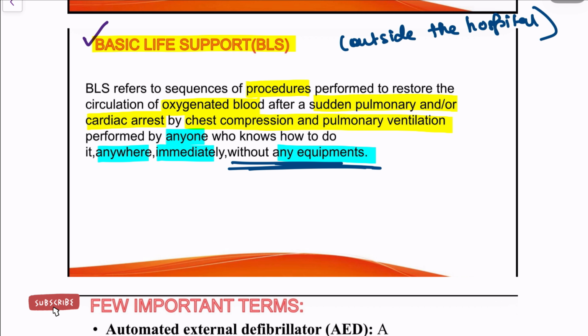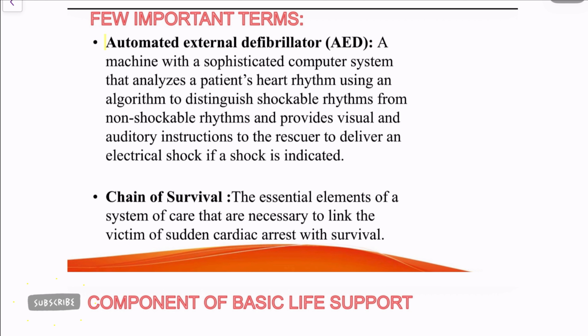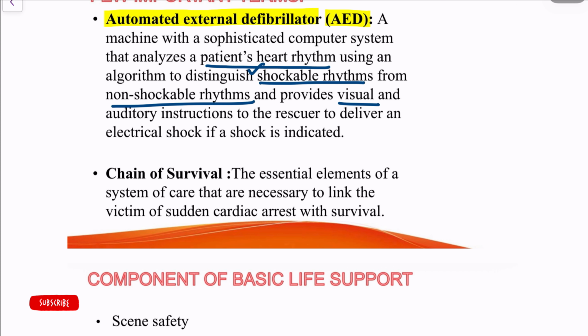Now we will know a few important terms. First is the automated external defibrillator, that is the AED machine. AED is a machine with a sophisticated computer system that analyzes a patient's heart rhythm using an algorithm to distinguish the shockable rhythm from the non-shockable rhythm. What the shockable and non-shockable rhythms are, we will see in this video as we go on. It provides visual and auditory instructions to the rescuer to deliver an electrical shock if the shock is indicated.